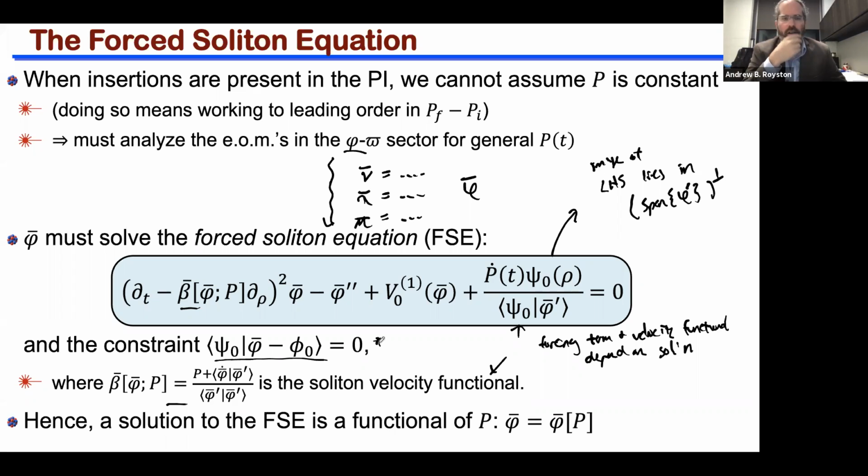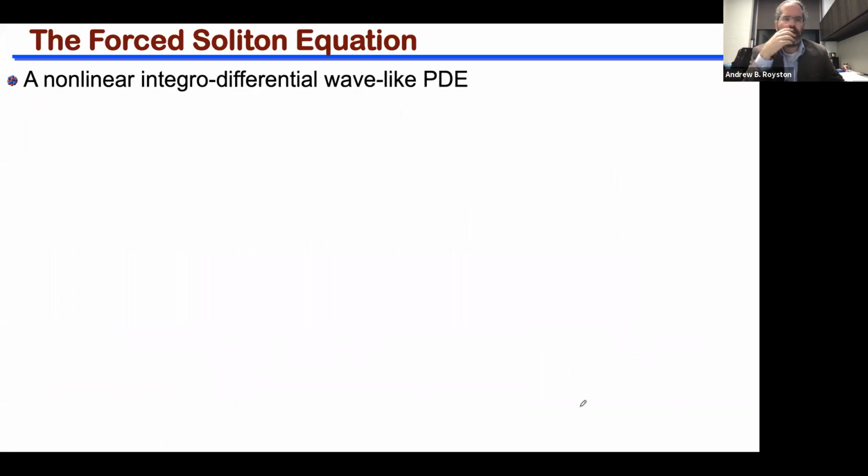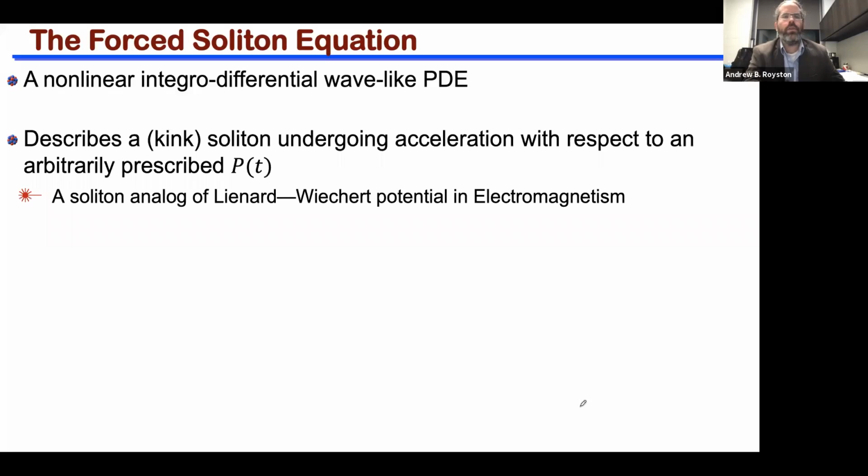So a solution to this equation and this constraint then becomes a functional of this background P of t, which is arbitrary. So let's make some comments about this thing. As I was mentioning, it's a nonlinear integro-differential wave-like PDE. It describes a kink soliton undergoing acceleration with respect to an arbitrarily prescribed P of t. So in some sense, it's like a soliton analog of the Liénard-Wiechert potential in electromagnetism.